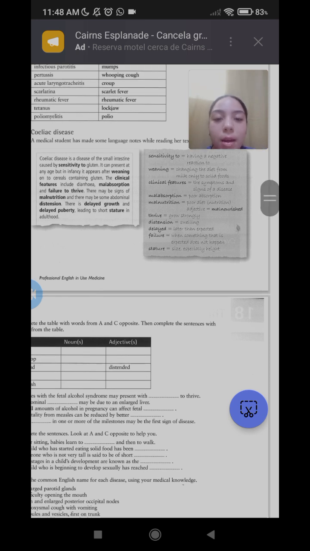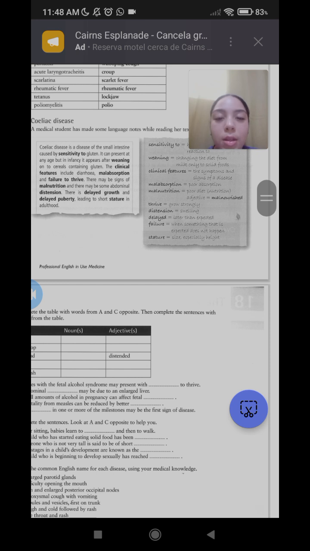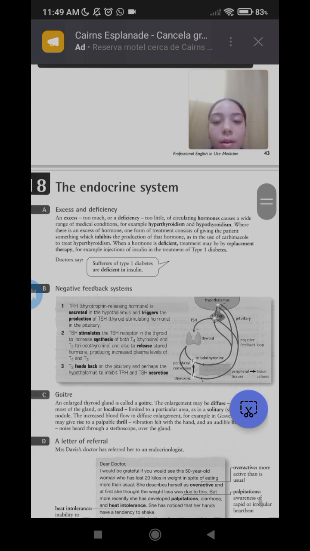Weaning: changing the diet from milk only to solid food. Sensitive: having a negative reaction to something. Clinical feature: the symptoms and signs of a disease. Malabsorption: poor absorption. Malnutrition: poor diet, poor nutrition; malnourished. Distension: swelling. Failure to thrive: when something that is expected does not happen. Short stature: especially height.